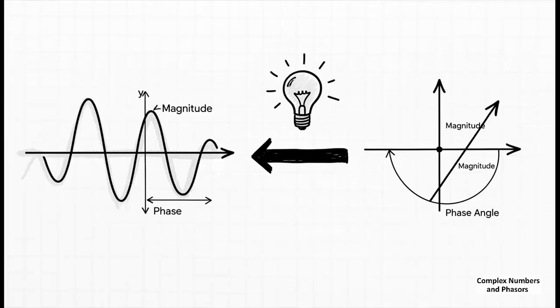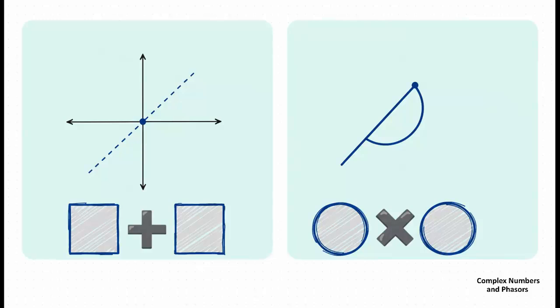That point on the plane becomes a perfect snapshot of an AC signal. And because this is so incredibly useful, we actually have two ways to write this down. The first is rectangular form. It's like giving driving directions. Go this far on the real axis, then turn and go this far on the imaginary axis. This form is absolutely perfect for adding and subtracting.